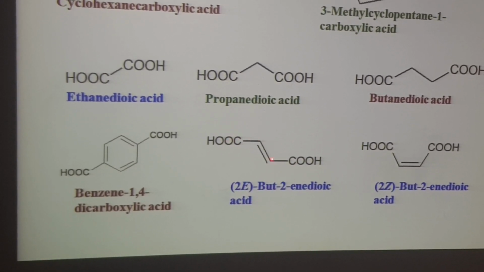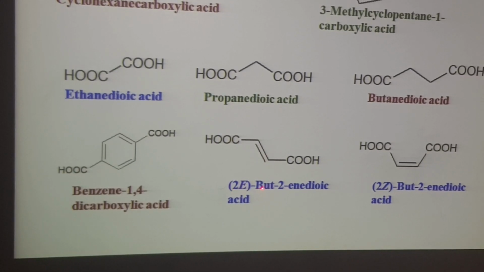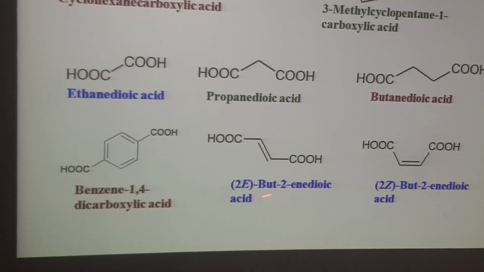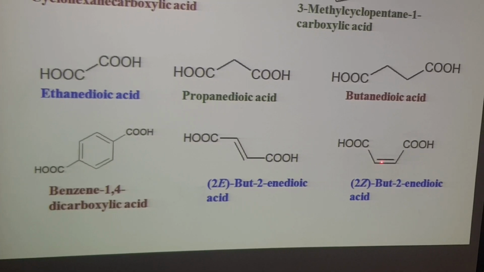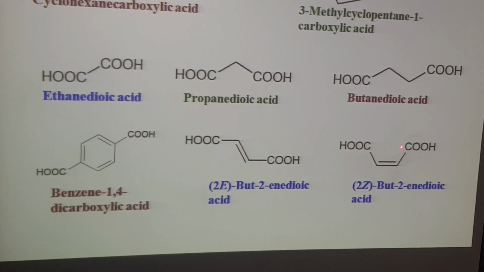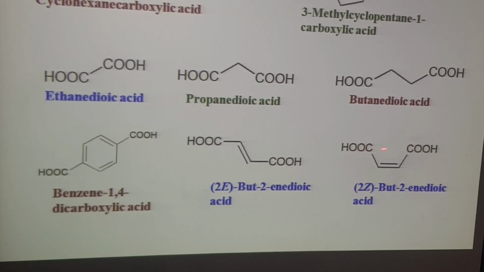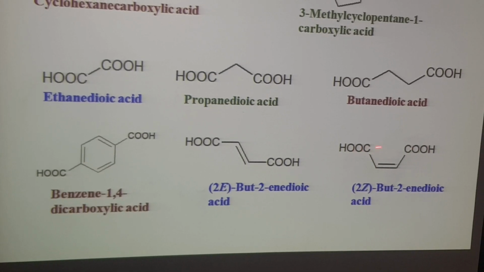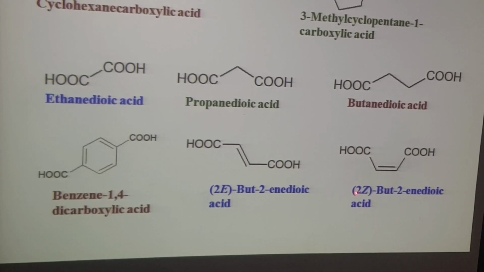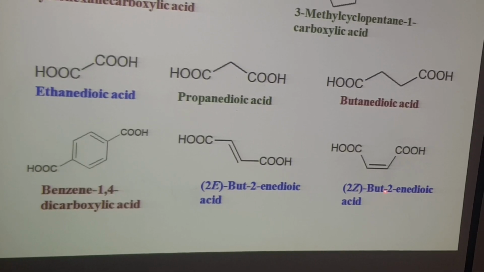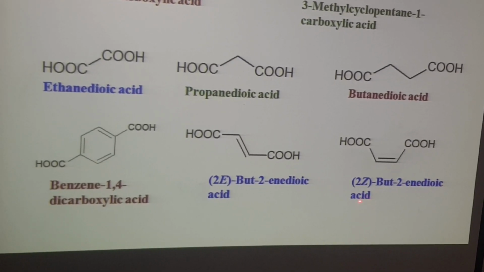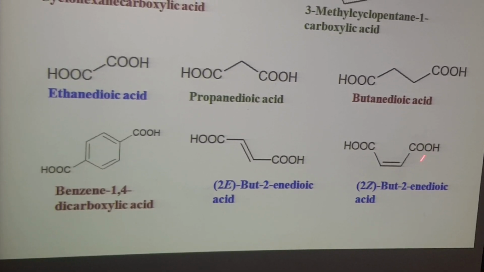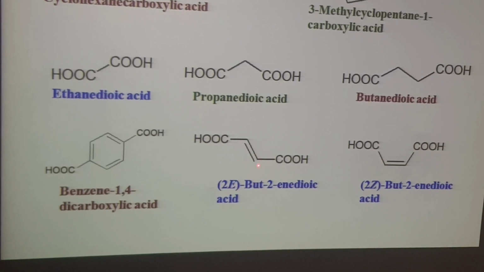But is the root because of 4 carbons. So 2E-but-2-enedioic acid. Here we have cis orientation. Both carboxylic acid groups are present on the same side of the carbon-carbon double bond. That's why it is cis. So name of this molecule is 2Z-but-2-enedioic acid. Common name of this acid is maleic acid and this is fumaric acid.